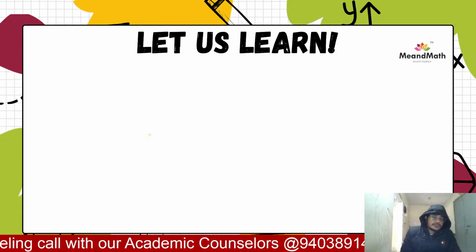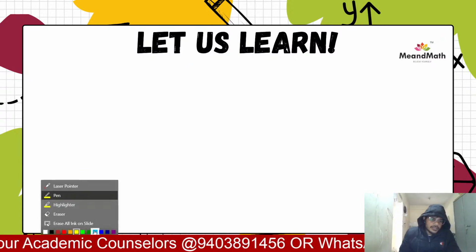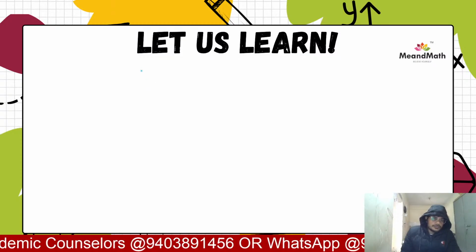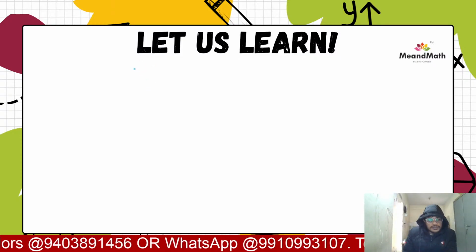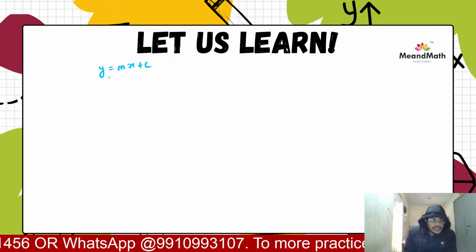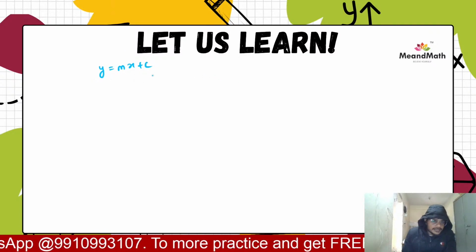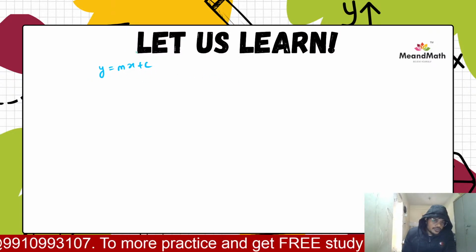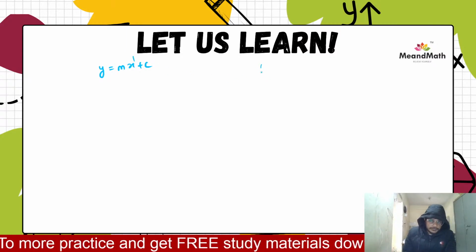Now let us learn. Today we are going to do revision of chapters number 5, 6, 7, right? See beta, first of all, you need to know if I am writing y equals mx plus c, what does it mean and how does this graph look like? This is a linear equation. Why is this a linear equation? Because the power of x is 1 only.